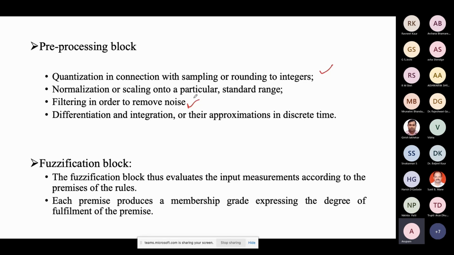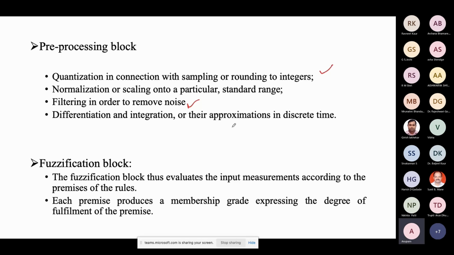So differentiation and integration are required when we are designing different types of controllers like PID or fuzzy PID, right? And if you are working in a digital way, then discrete-time approximation is required. So this is about pre-processing, and we are doing similar kinds of things with the post-processing block as well.